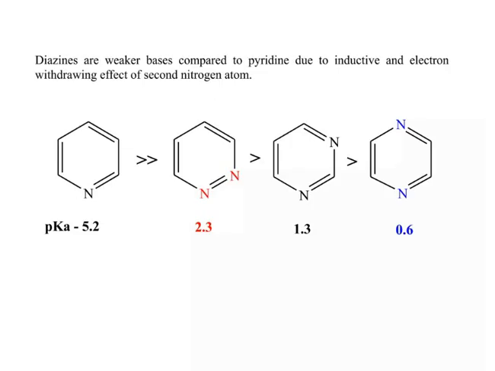Now diazenes are weaker bases compared to pyridine due to the inductive and electron withdrawing effect of the second nitrogen atom. This is very important for multiple choice questions. Diazenes are weaker bases compared to pyridine due to the inductive and electron withdrawing effect of the second nitrogen atom. So pKa of pyridine 5.2, orthodiazene 2.3, metadiazene 1.3 and paradiazene 0.6.